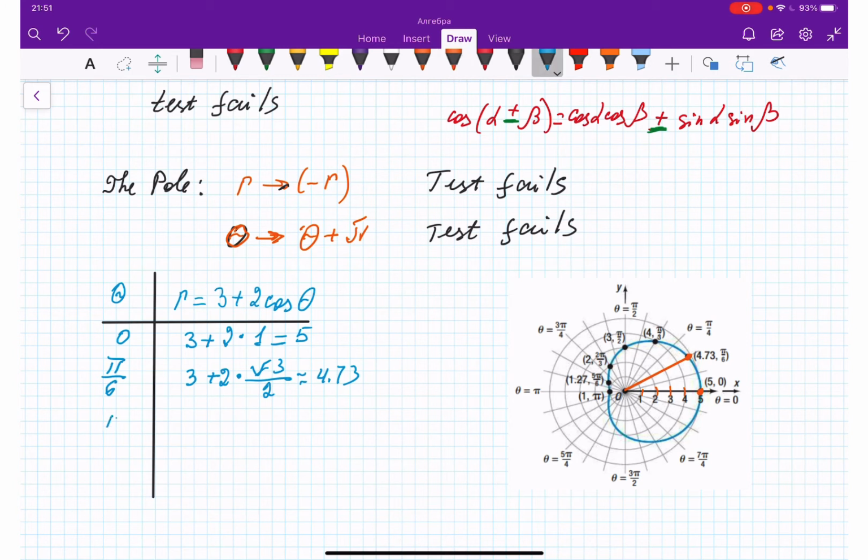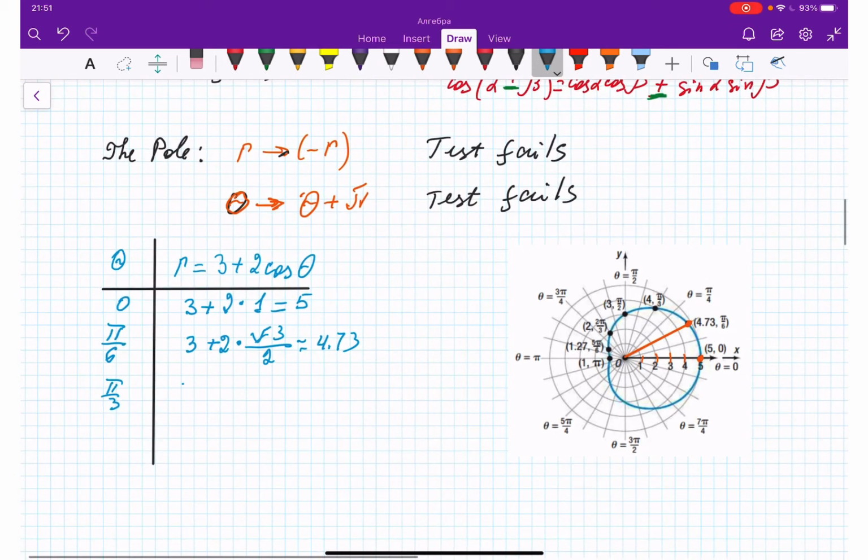Next, pi over 3, what we are getting, 3 plus 2 times 1 half, right? And it's going to be equal to 4. So where is our pi over 3? It's right here. Let me change this to green. It's on r is equal to 4. Look here, 1, 2, 3, 4. How do I know the distance is 1? Here you can see 1, 2, 3, 4. It's showing there how it's been built. So the graph is built by r equal to 4 and angle pi over 3. Okay, this is our pi over 3 angle, and this is our pi over 6 angle.